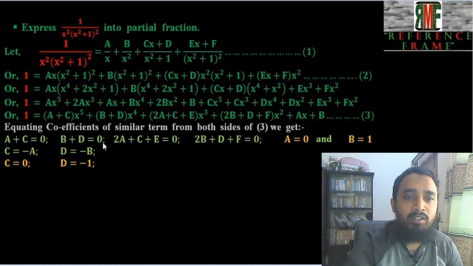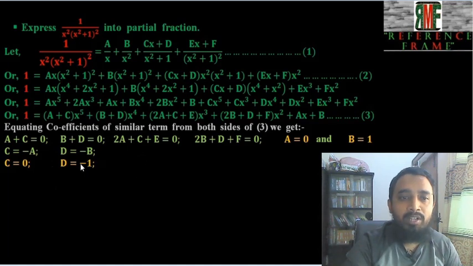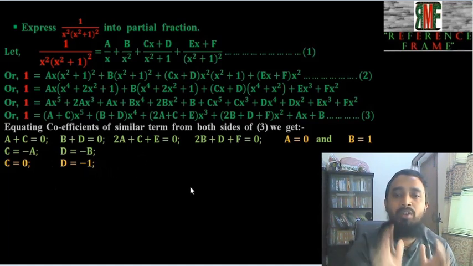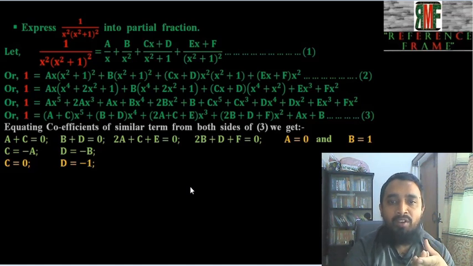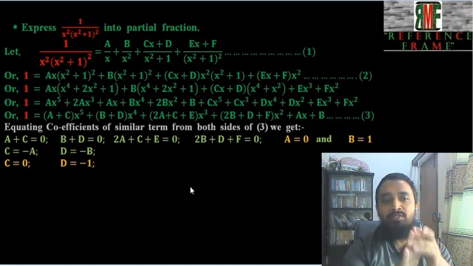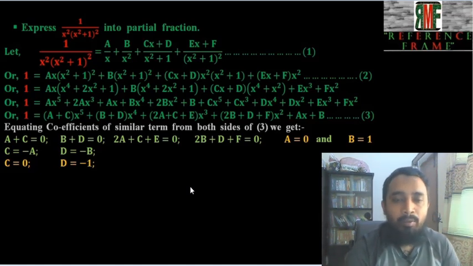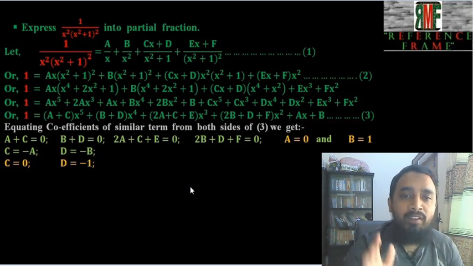Similarly, b plus d is equal to 0, therefore d is equal to minus b. So d is equal to minus 1, since the value of b is 1. So look, among the 6 coefficients or constants a, b, c, d, e and f, we found the values of a, b, c and d. So we just need to find the values of e and f.